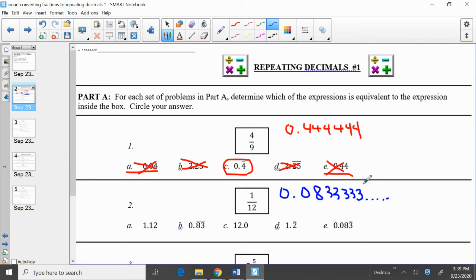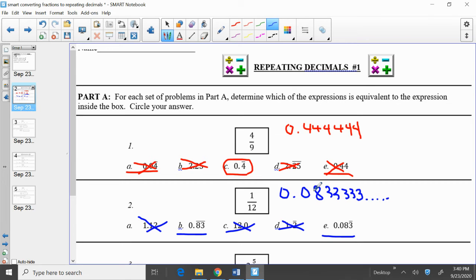So right away, I hope I see that I can eliminate this answer and this answer and this answer, because they don't look anything like what's here. But both of these, this answer and this answer, do look like this. And they also both have a line over for a repeating number. And I know that I have a repeating number. So we'll start with answer choice B, 0.83. So the line is over the 8 and the 3.